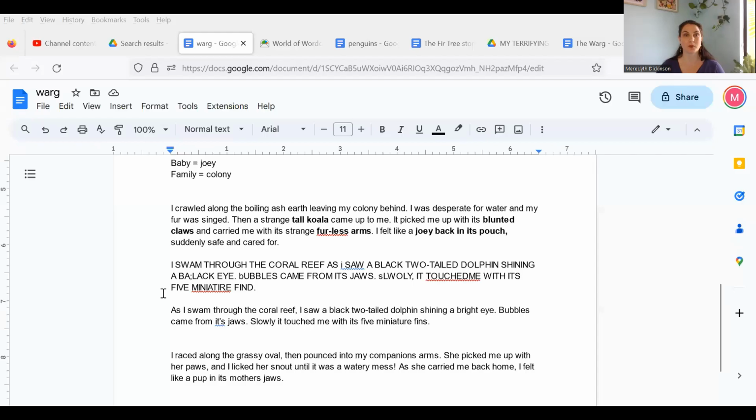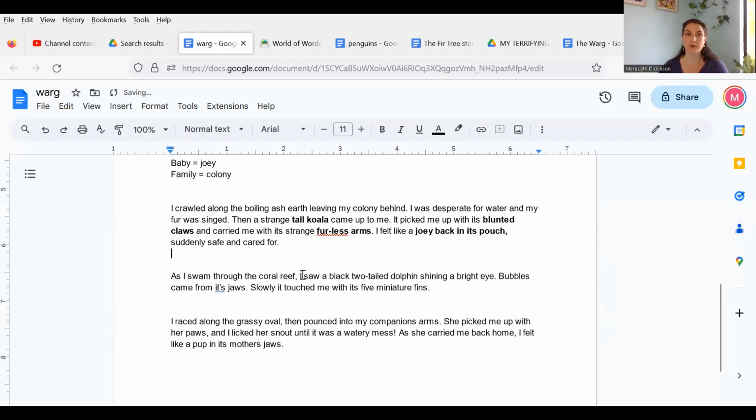So before I let you go, let me give you 2 more examples. I swam through the coral reef. As I swam through the coral reef, I saw a black 2-tailed dolphin shining a bright eye. Bubbles came from its jaws. Slowly, it touched me with its 5 miniature fins. So this is a dolphin seeing a human.